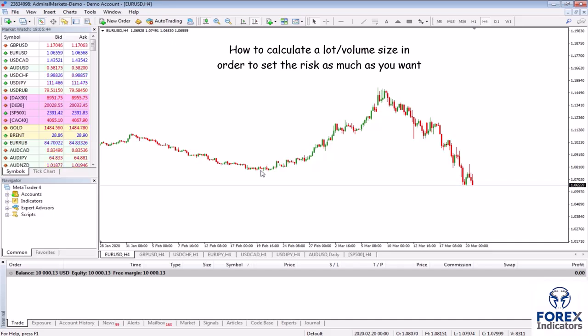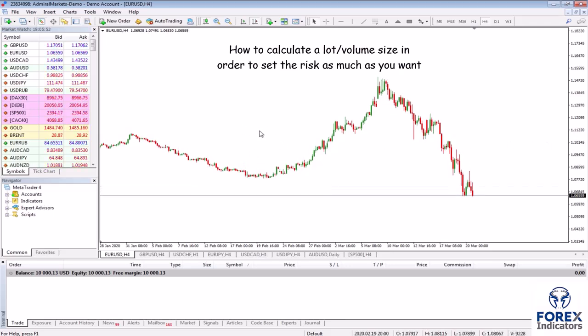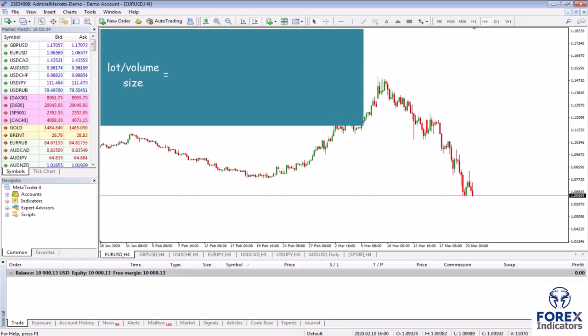You can see a euro-dollar currency pair chart in front of you. Of course, this formula can be used for all other currency pairs. Pay attention to this formula, write it down, I'm sure you will need it. Okay, so the first item is balance: your balance times risk per trade, divided by stop loss times the value of pips.